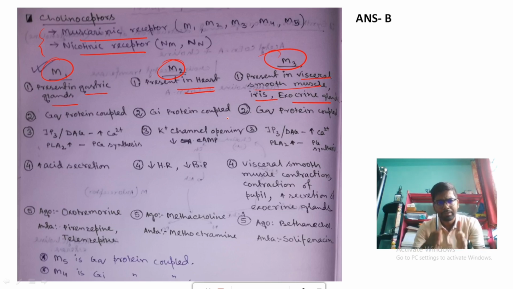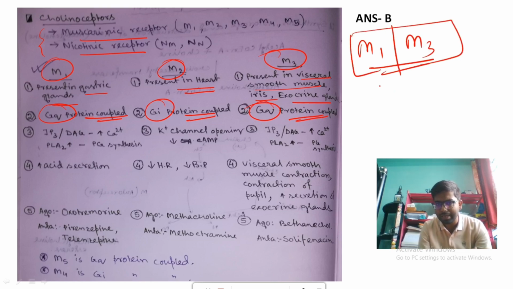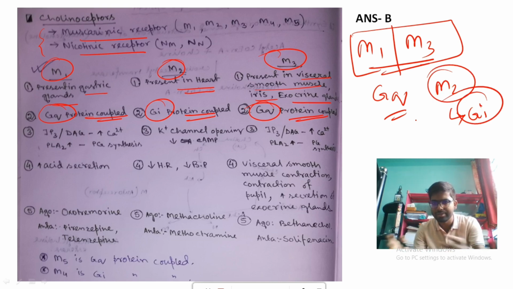So these three subtypes of muscarinic receptors are widely distributed in our body. M1 is a Gq protein coupled receptor, M2 is a Gi protein coupled receptor, and M3 is a Gq protein coupled receptor. That means M1 and M3, these two are Gq subtype G protein coupled receptors, whereas the M2 receptor is also a GPCR, but here the G protein is Gi. So that's why the difference between M1, M2, M3 is there.